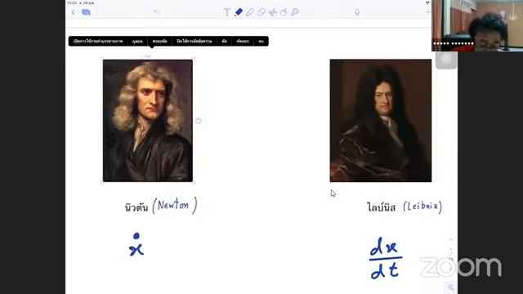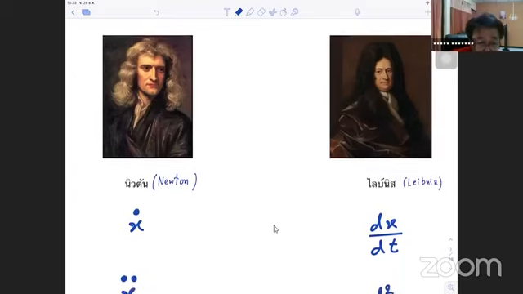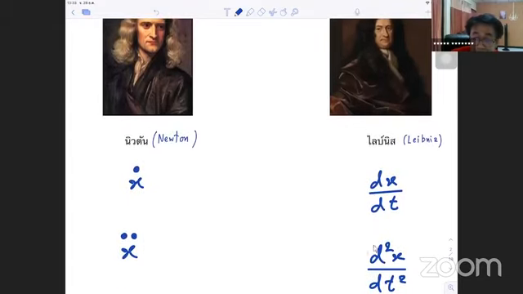Go back to Newton and Leibniz. Newton and Leibniz introduced calculus but used different notation. Newton used a dot, but Leibniz used d by dt. This is the first derivative. For the second, Newton used a double dot, and Leibniz used d square x by dt square. He put the number 2 here.